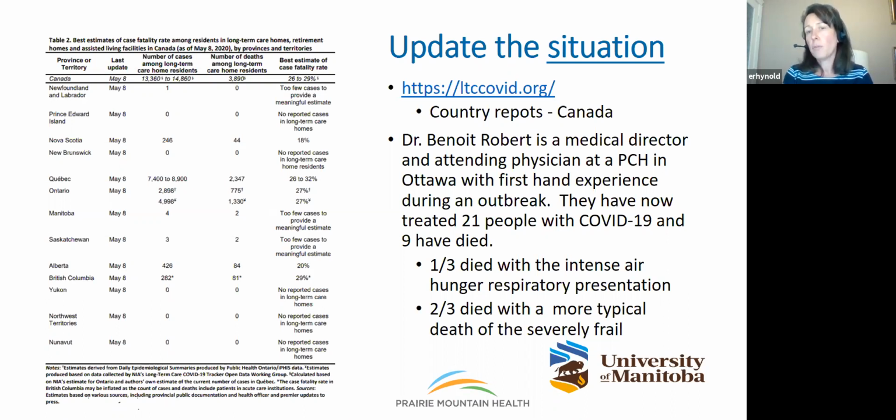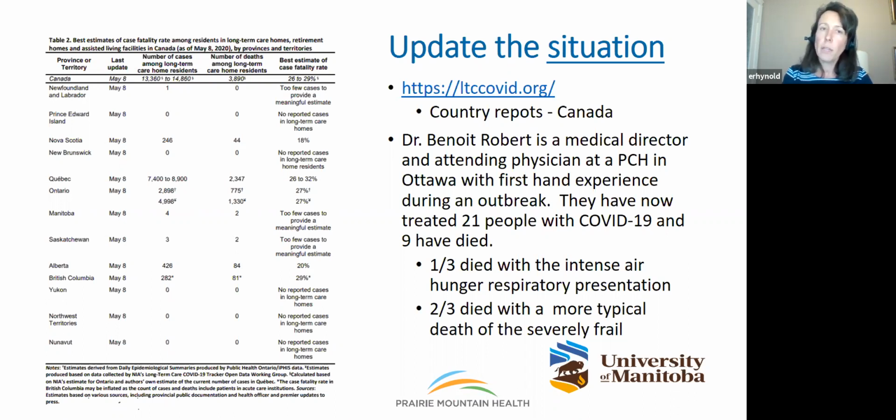His case fatality very much lines up with the experience across the country. They've now treated 21 people with COVID-19 and 9 have died. We're going to talk a bit more about this next week with the presentation, but he said one third of them died with intense air hunger, real respiratory distress, and two thirds of them, people who tested positive for COVID-19, had a more typical death, as he described it, for severe dementia or severe frailty, where over a course of days they were in bed, quiet, not eating, and sort of faded away.